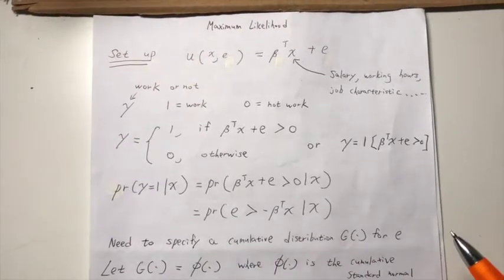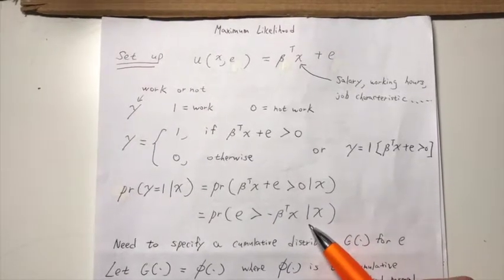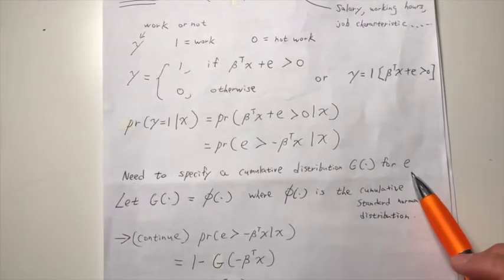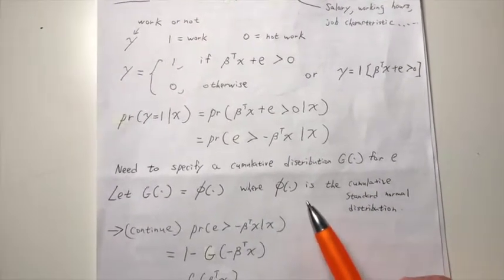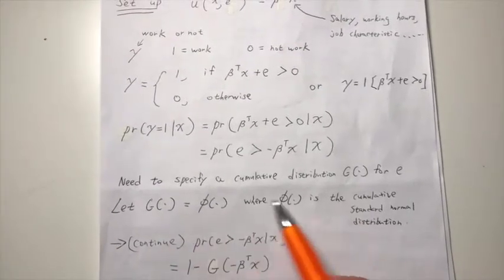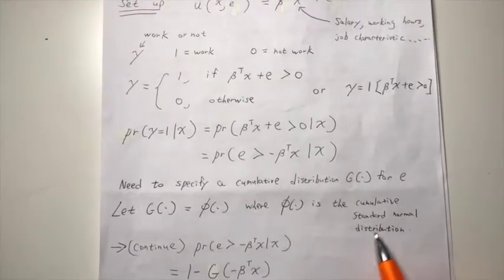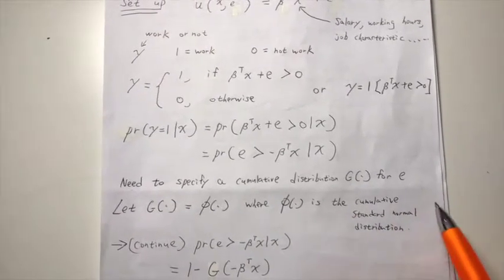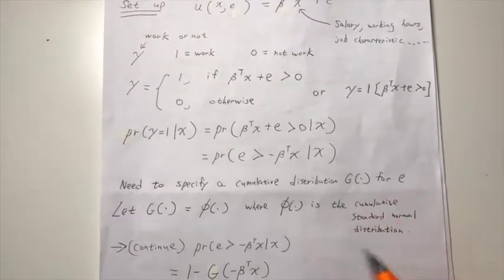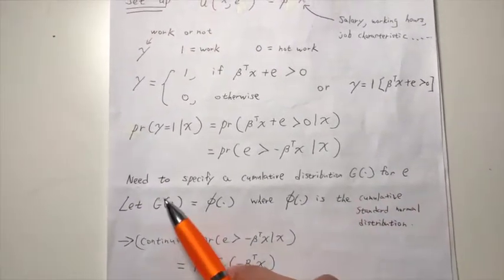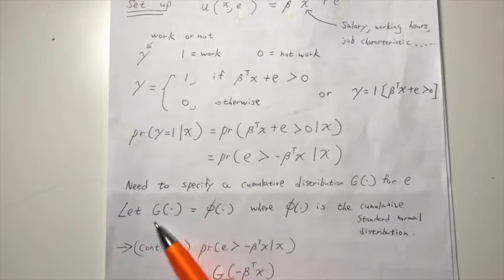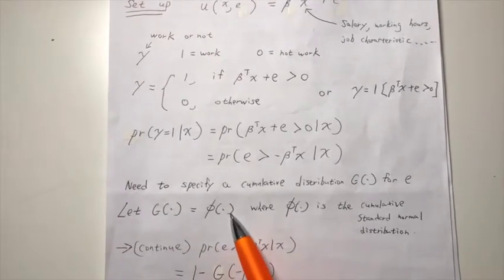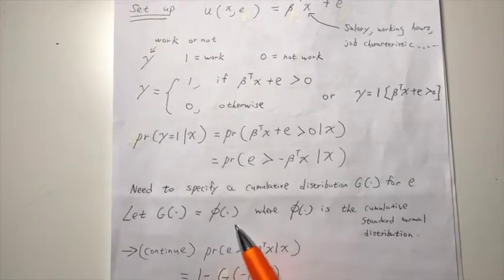Now, in order to solve this probability, we need to specify a cumulative distribution for E. And in this case, in the probit model, this G is equal to a cumulative standard normal distribution. In the probit model, this is a standard normal distribution. In a logit model, it can be another distribution. So I use G here as a more general notation, and this time it's equal to the standard normal distribution. The next time you might specify another distribution.